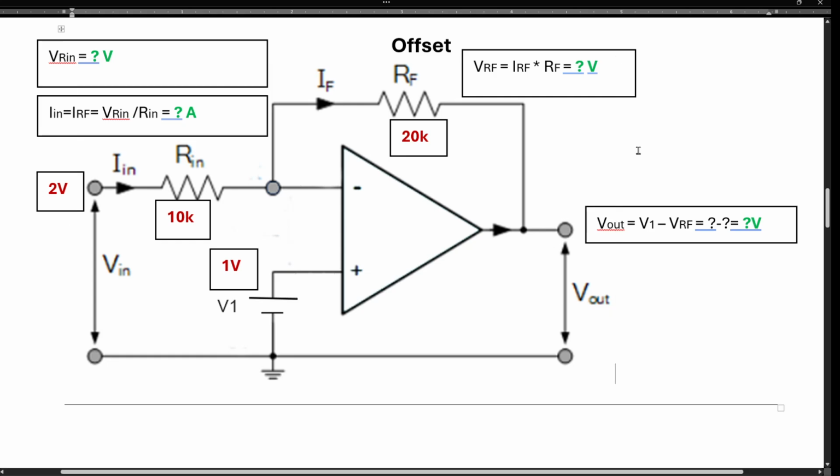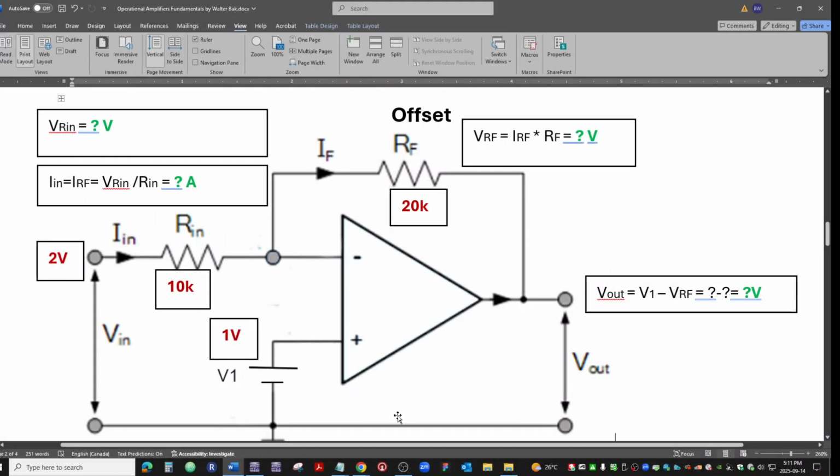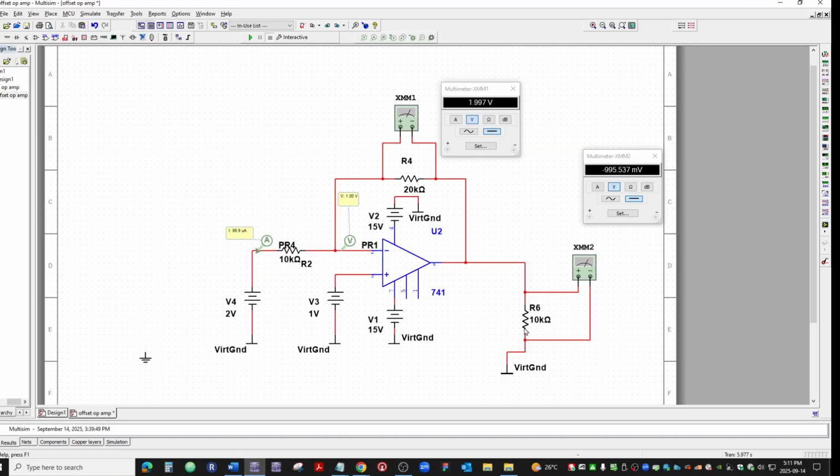Well, let's Multisim that. I already have that. What do we have on the output here? Well, we have 995.5 millivolts, so basically negative 1 volt. And did we just calculate the gain? 20 over 10. You must know there's 2 volts. 2 times 2 should be... Well, we forgot that there is offset here on this, and that makes a big difference.